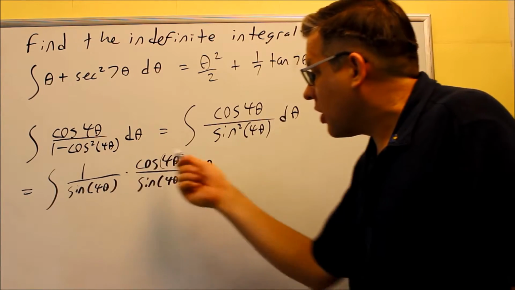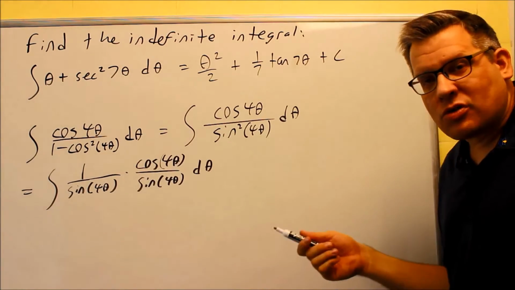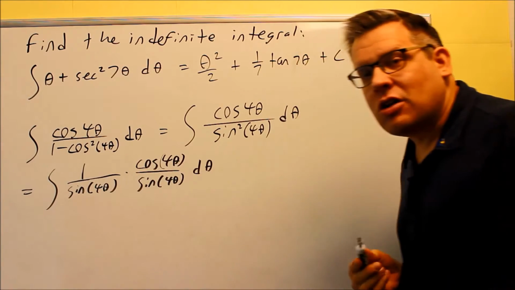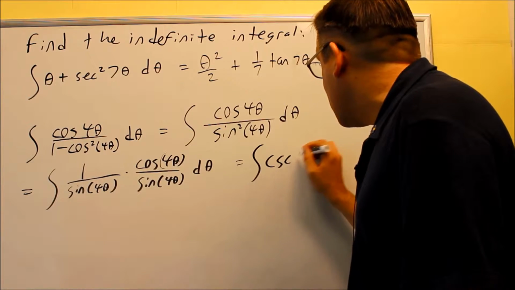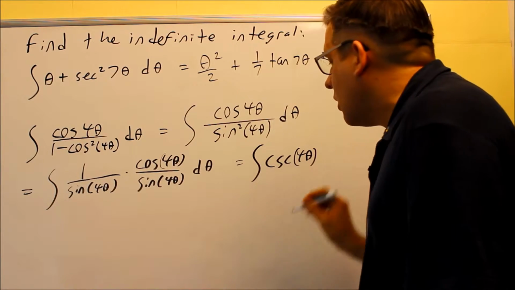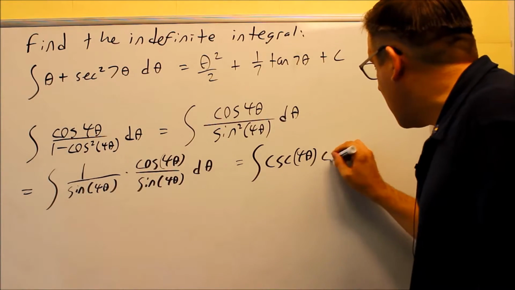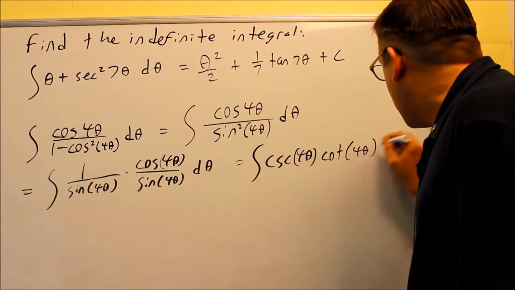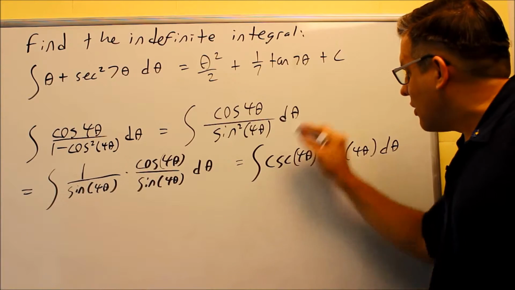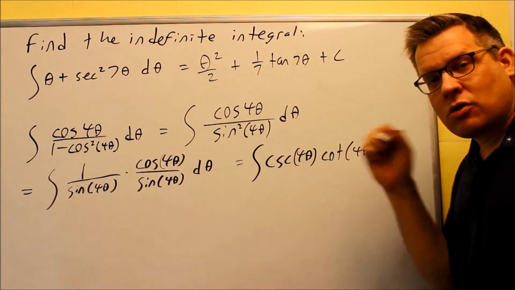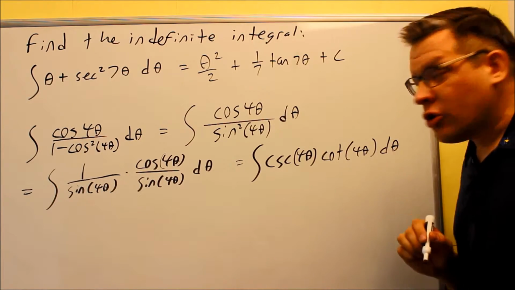Now because we split it up this way purposely, we can use more identities to put in there. 1 over sine is going to be cosecant, so cosecant 4 theta, and cosine over sine is cotangent 4 theta. Once we get it in this form, you should recognize that this is going to be one of our special antiderivative formulas that we've talked about earlier in this section.